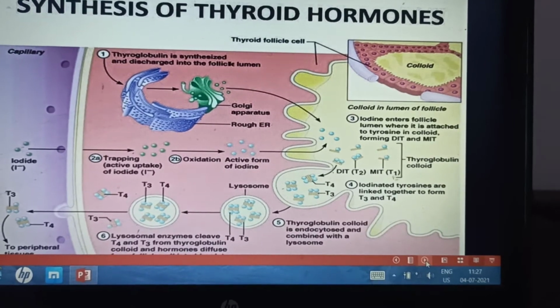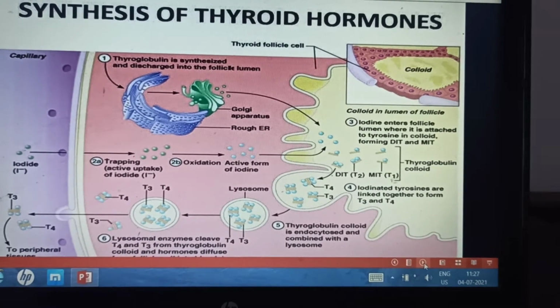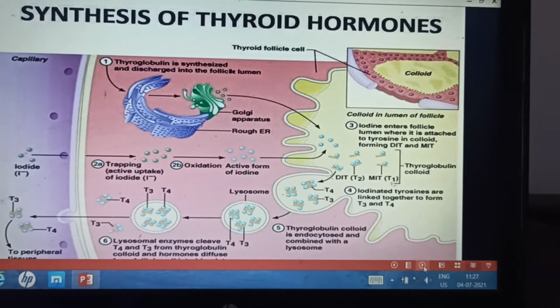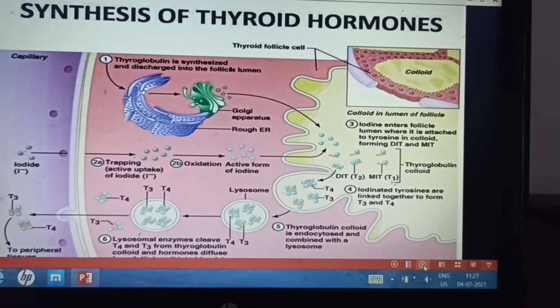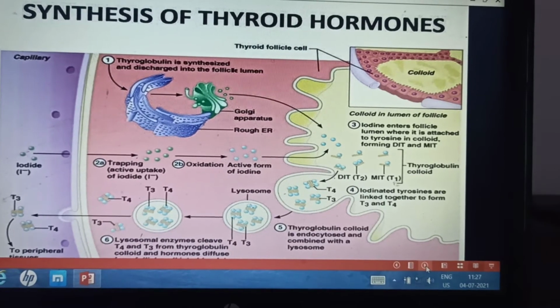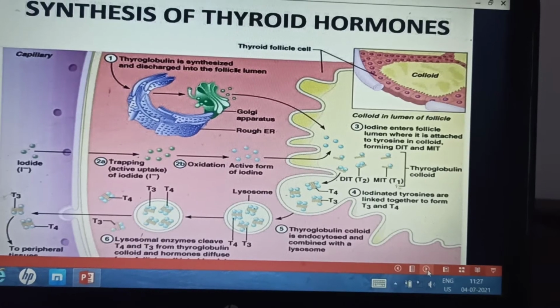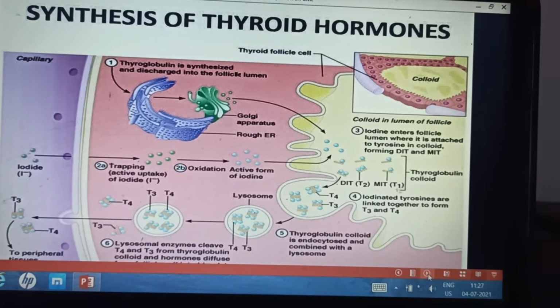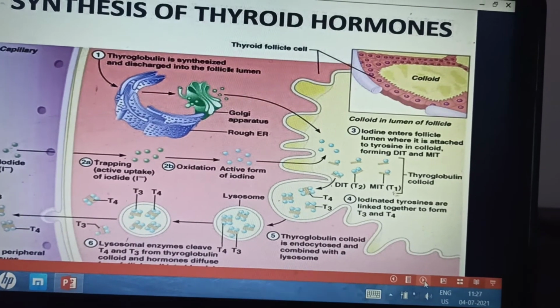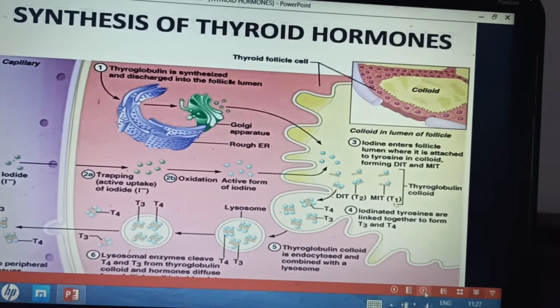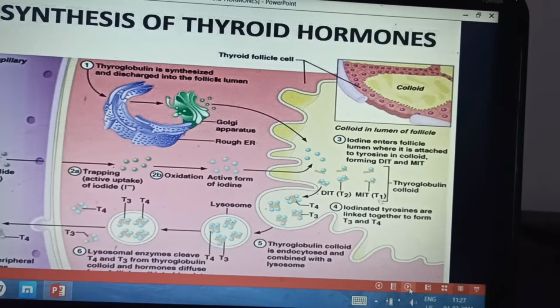Also the MIT and DIT are released into the blood circulation. These also get deiodinated and the iodide and the tyrosine are set free, and iodide is reutilized for further synthesis of the hormone. Both the iodide and the tyrosine are utilized for the synthesis of the hormones. So in this way recycling of the iodide and the tyrosine takes place.